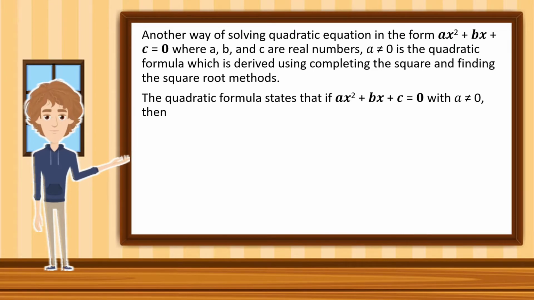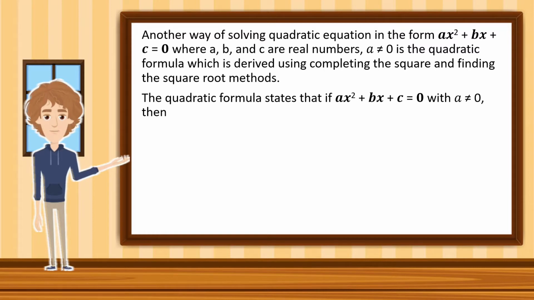Another way of solving a quadratic equation in the form ax squared plus bx plus c is equal to 0, where a, b, and c are real numbers and a is not equal to 0, is the quadratic formula, which is derived using completing the square and finding the square root method.